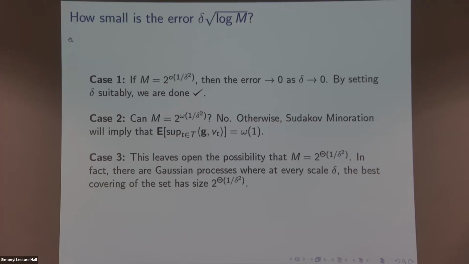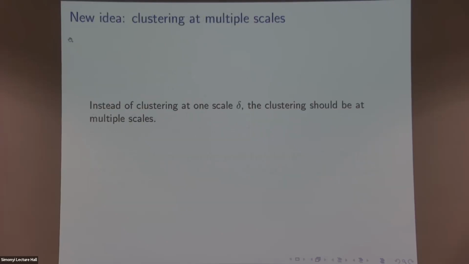This is well known: single radius clustering is not a good approximation. The clustering should be multi-scale. And now we're going to use the heavy hammer here. We're going to use Talagrand's majorizing measures.